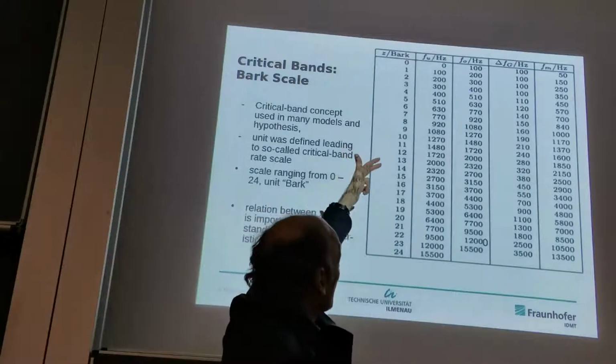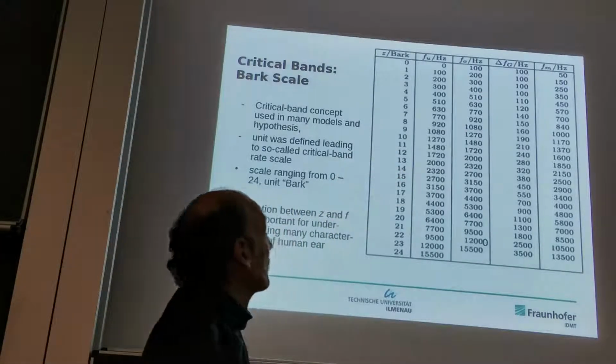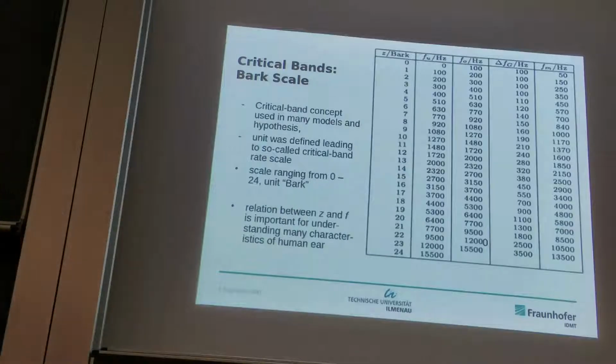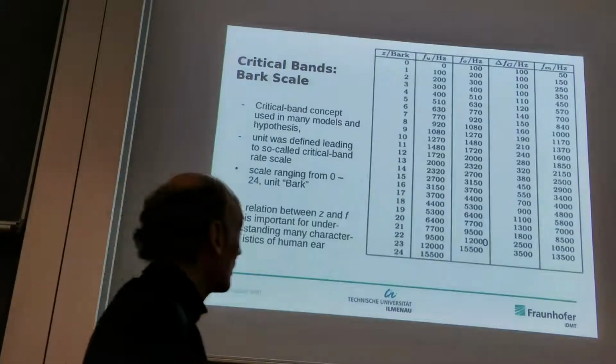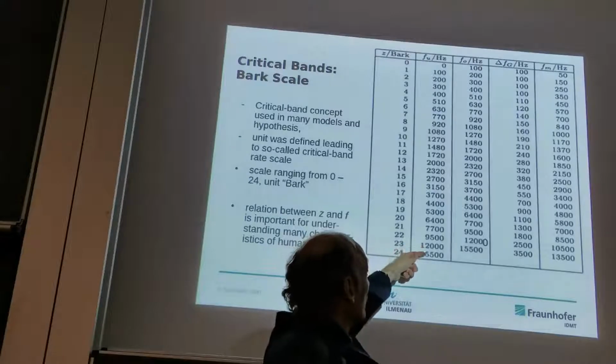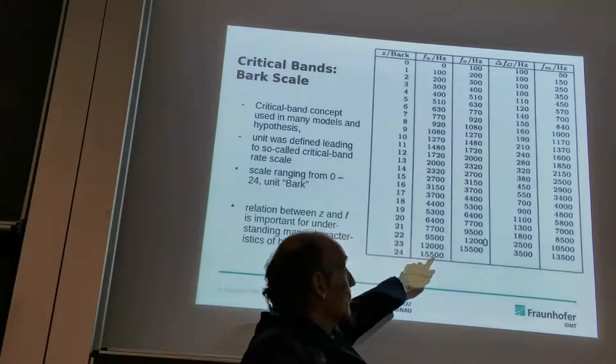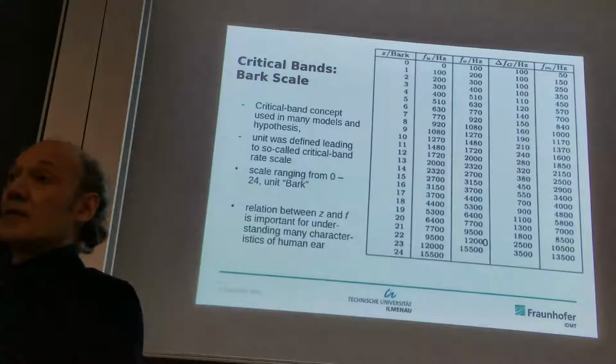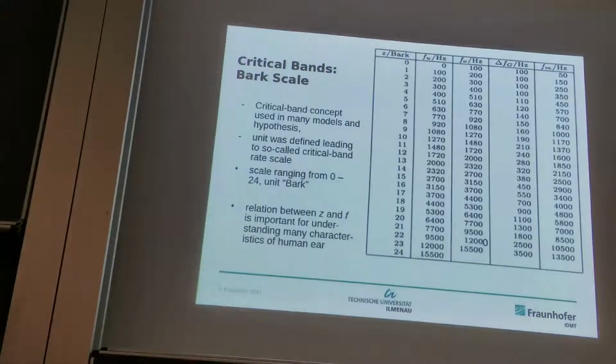And here you can see for the low bands, 0, 1, 2, you have a bandwidth of 100 Hertz. Right? So each band is 100 Hertz. But then when you come to higher Bark bands, like 23 and 24, here you can see that the bandwidth is 3.5 kilohertz. Can you see that? So that means the bandwidth is growing a lot.